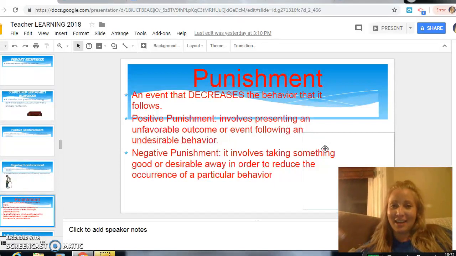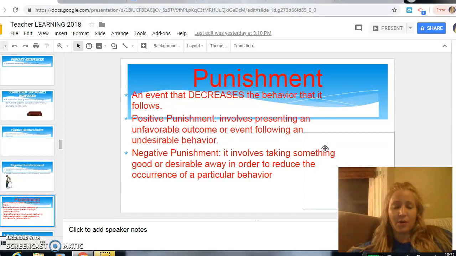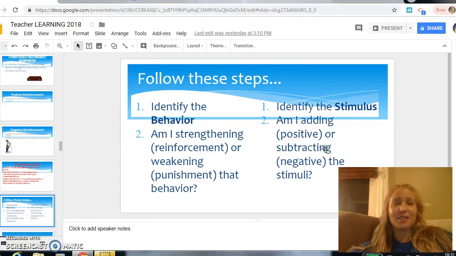Negative punishment then is when I am taking away something good that you do want to weaken a behavior. So let's say on Saturday you came home late after your curfew and your parents say, okay, give me those keys. Give me that cell phone. I'm taking away something that you want in order to weaken your behavior of coming in late. So I have a number of slides that kind of help walk you through this.